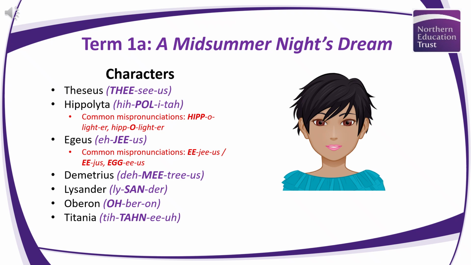Now, Demetrius is fairly straightforward, as is Lysander, Oberon, and Titania. So that's Demetrius, second syllable emphasized, Lysander, second syllable, Oberon, first syllable, and Titania, which is on the second syllable.